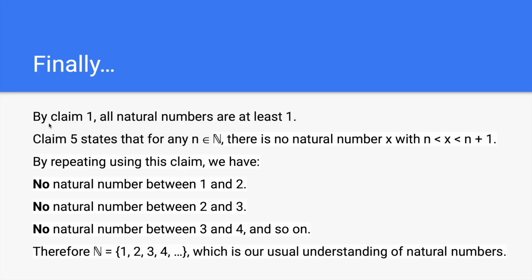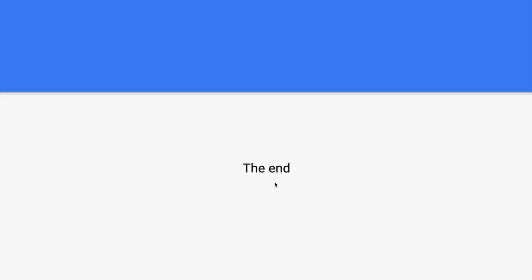Finally, by claim 1, all natural numbers are at least 1. Claim 5 states that for any natural number n, there is no natural number x with n smaller than x smaller than n plus 1. By repeatedly using this claim, we have no natural number between 1 and 2, no natural number between 2 and 3, no natural number between 3 and 4, and so on. Therefore, the set of natural numbers is equal to 1, 2, 3, 4, and so on, which is our usual understanding of natural numbers. This is the end of the video.